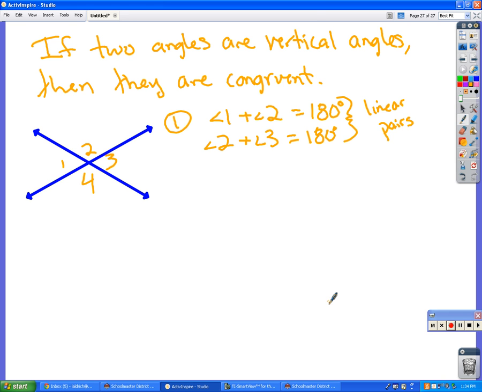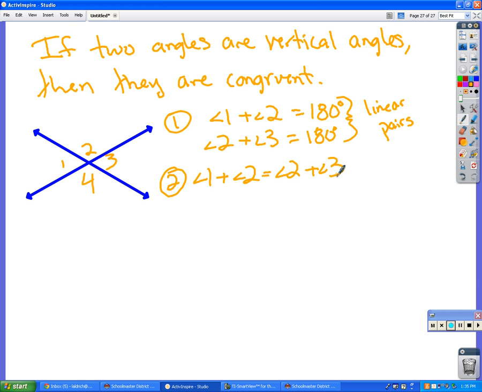Now I'm going to do a little bit of algebra. Okay? If angle 1 and 2 equal 180, and angle 2 and 3 equal 180, what can I say about angle 1 and 2 and angle 2 and 3? They equal each other, right? Because if they equal the same thing, then they must equal each other. Okay? So then the next thing I'm going to write is angle 1 plus angle 2 equals angle 2 plus angle 3.